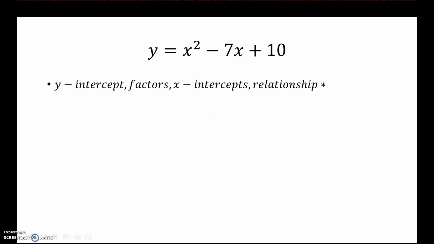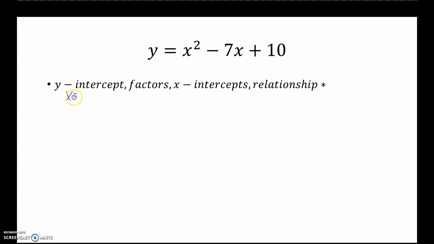Hello, today's video is going to go through the problems on the 2 checks for understanding that I had you complete. Then we're going to dive into the vertex and the properties of quadratics. Okay, so in this video, I'm going to do a bunch more examples of factoring to find x-intercepts and the relationship between the y-intercept.